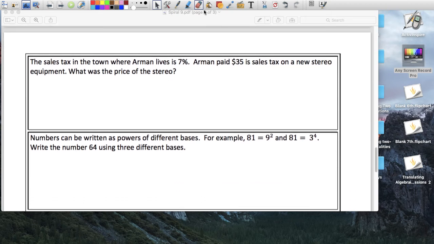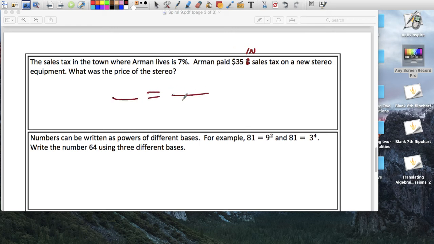Sales tax. We haven't really talked about it, but tax is something that you add to your total, right? The sales tax in the town where Armand lives is 7%. Armand paid $35 in sales tax on his new equipment. What was the price of the stereo?